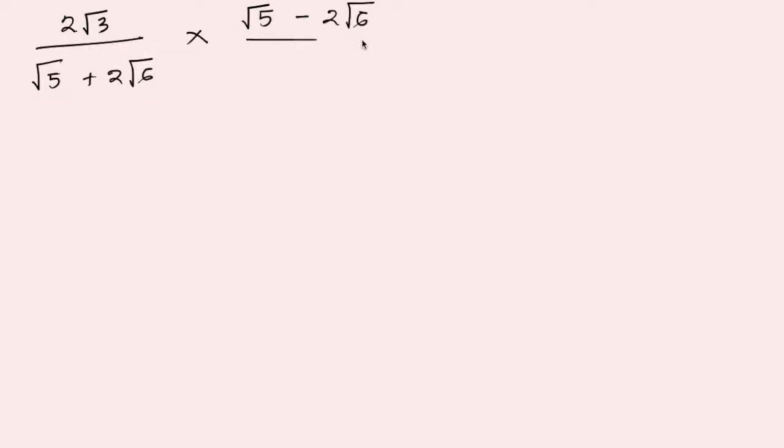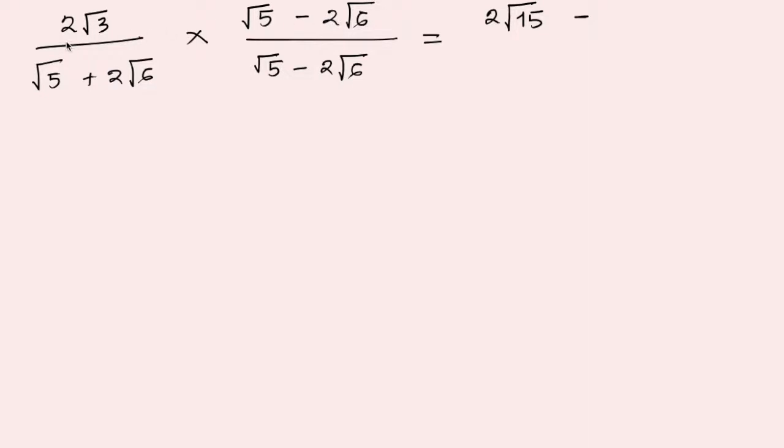If we have another example, 2 root 3 over root 5 plus 2 root 6. Now to rationalize this, we multiply both the numerator and the denominator by the conjugate of this denominator, which is going to be root 5 minus 2 root 6 over root 5 minus 2 root 6. So 2 root 3 multiplied by root 5 is equal to 2 root 15, minus 2 root 3 multiplied by 2 root 6.